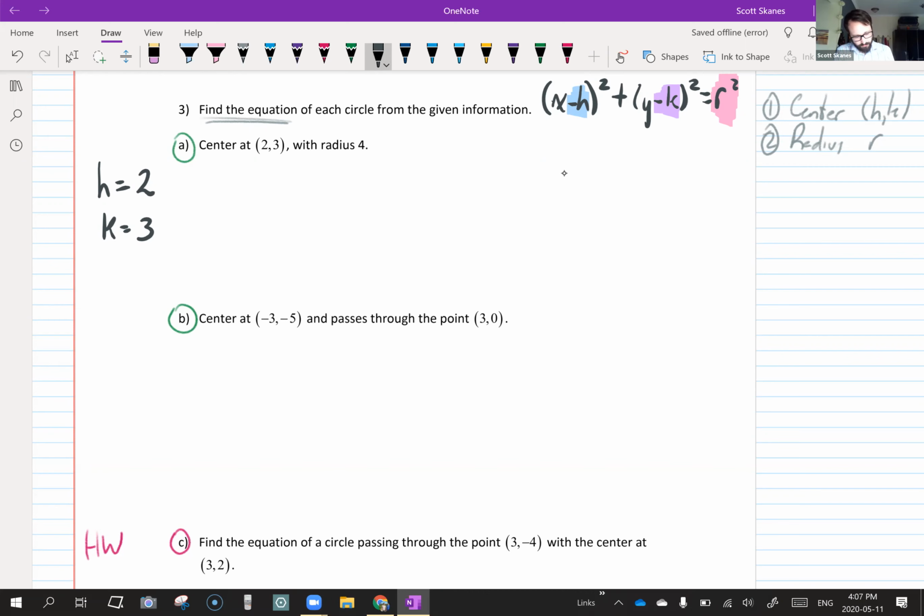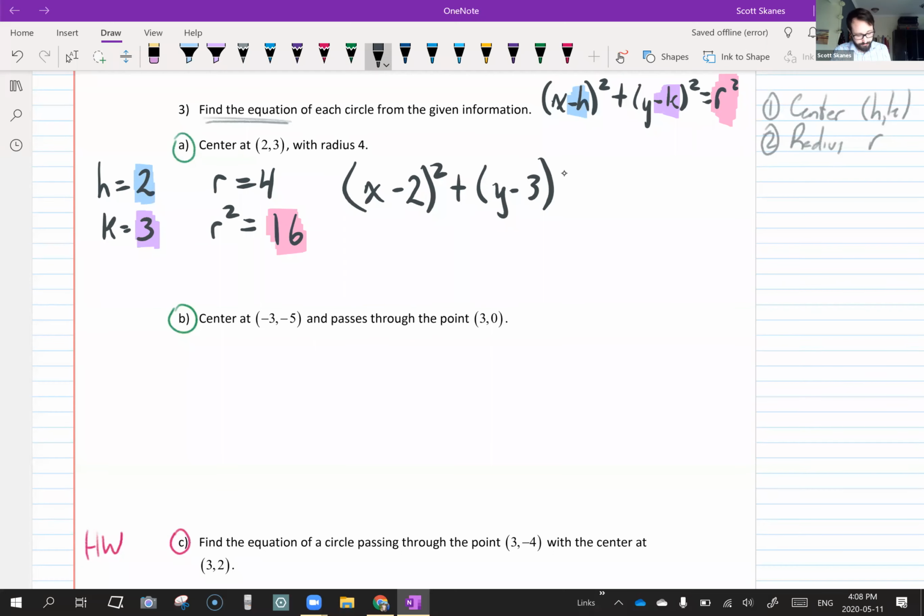We could write our equation. And then radius 4. If radius is 4, we need to get r squared. R squared is simply 4 squared, which is 16. So we have our h, our r squared, and we have our k. So I'm going to fill those into our equation, and we're done. So x minus h, so x minus 2, square it. Y minus k, so y minus 3, because k is 3. Square that. And then r squared is 16. Don't write 4 squared. You need to write the actual final answer.